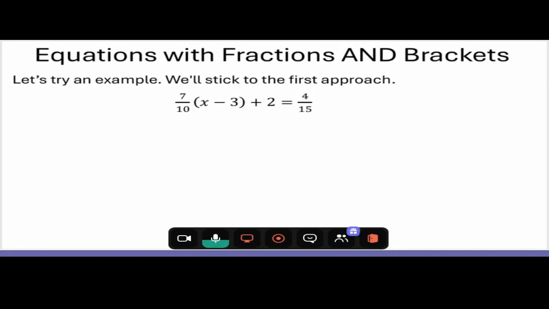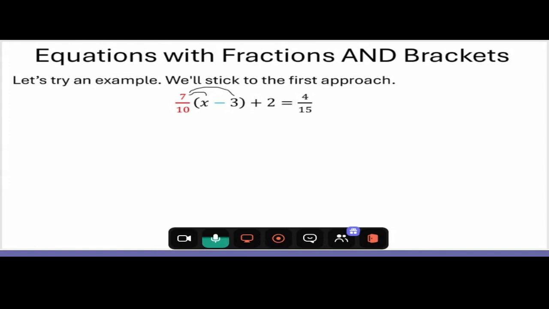So if we see this example here, we see we got fractions, and I don't like fractions, but I also see I got some brackets there. And so we've decided to stick to the approach that makes the most sense for most people, and that is we are going to first expand the brackets, then we're going to deal with the fractions.